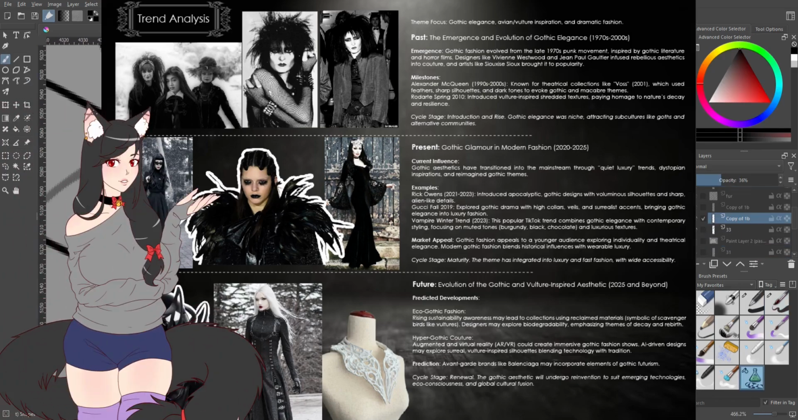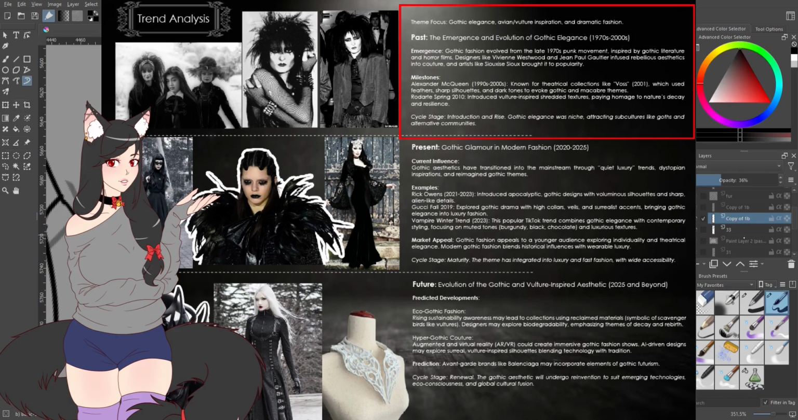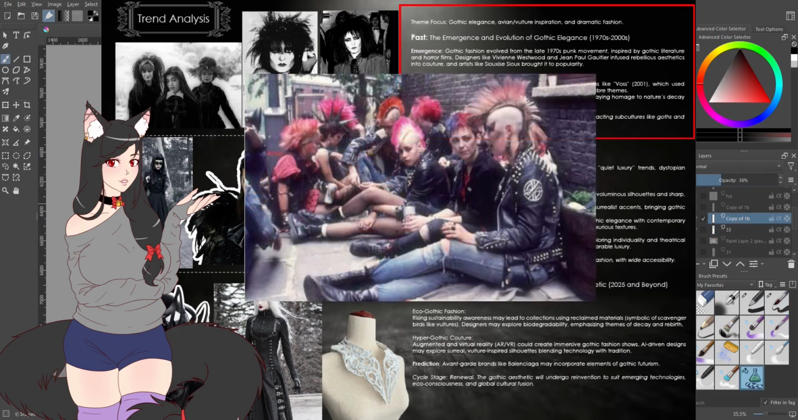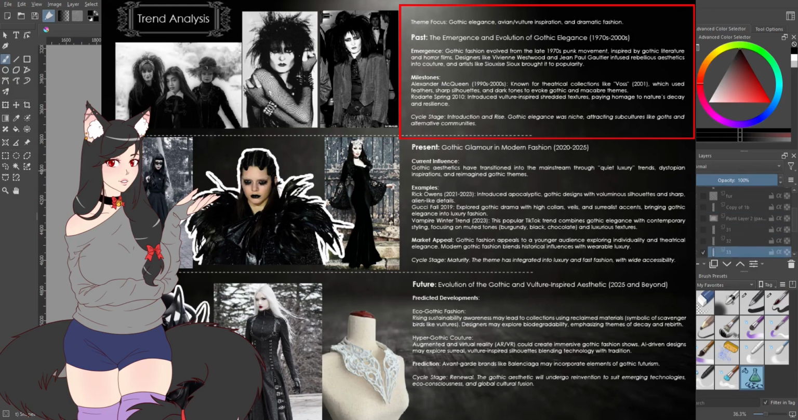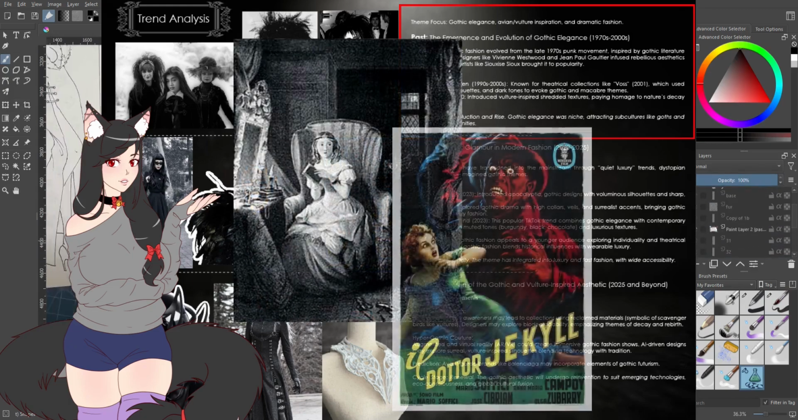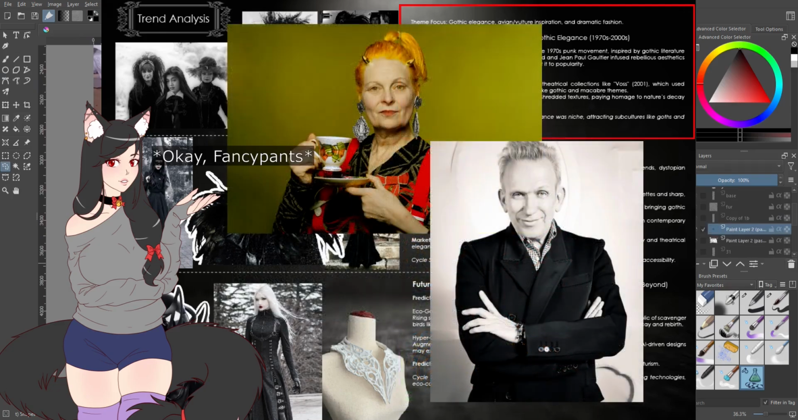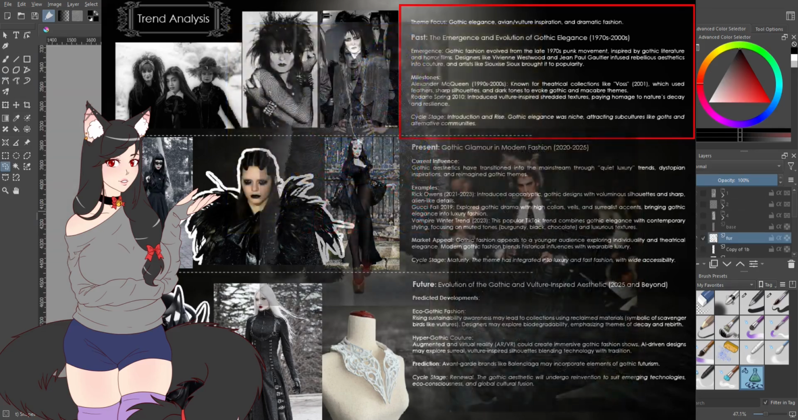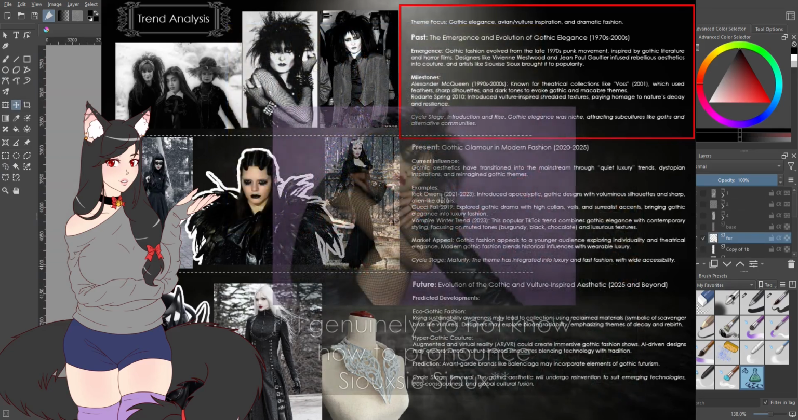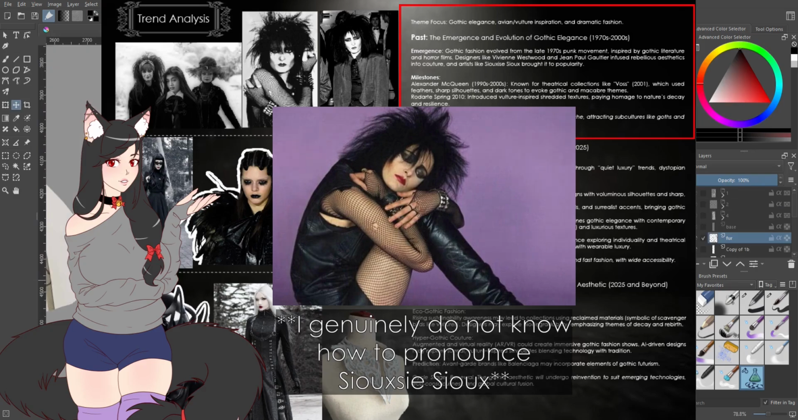So, to explain, my theme focus is Gothic elegance, which is avian or vulture inspired and makes a dramatic statement. In the past, the Gothic style started in the 1970s to the early 2000s, and it evolved from the 1970s punk movement, and it was inspired by Gothic literature and horror films. Special thanks to designers like Vivienne Westwood and Jean-Paul Gaultier, who infused these rebellious aesthetics into couture, and artists like Louis Chou brought it to popularity.